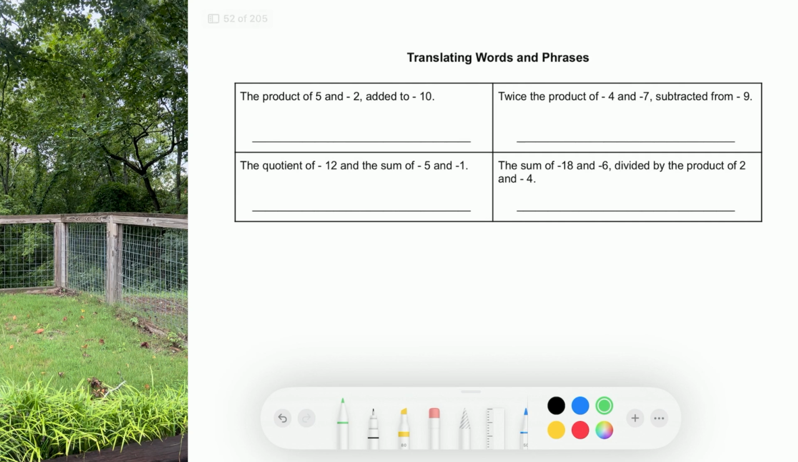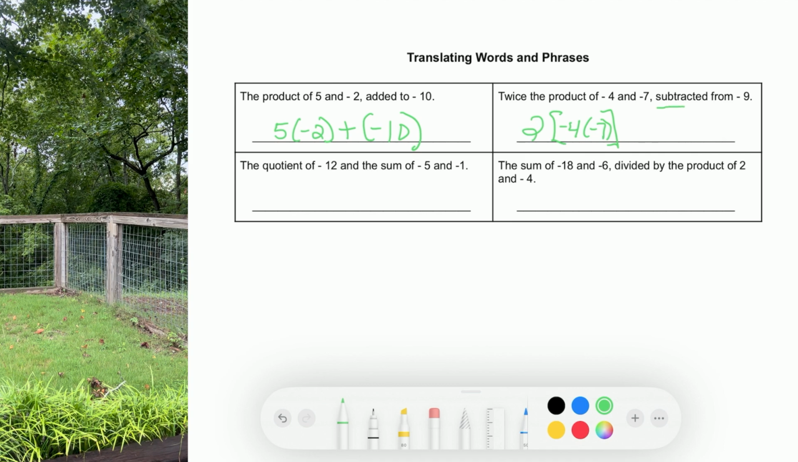All right, last topic, translating words and phrases. So the product of 5 and negative 2. Product means multiplication. So 5 times negative 2 added to negative 10. Next one, twice the product of negative 4 and negative 7. All right, so that means we need to multiply 2 times this whole product of negative 4 and negative 7, because it says it's twice the product, which means it's twice whatever this becomes, whatever answer it gives us.